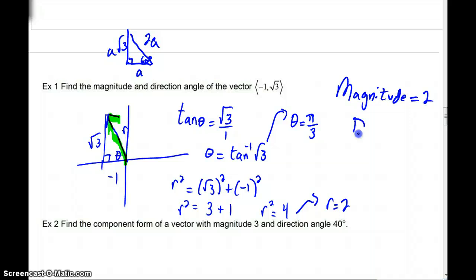But the direction angle is not pi over 3. The direction angle, if you said it was pi over 3, you'd be in the first quadrant. So making an adjustment, you know that this is pi, and we had a reference angle of pi over 3, we'd be at 2 pi over 3.